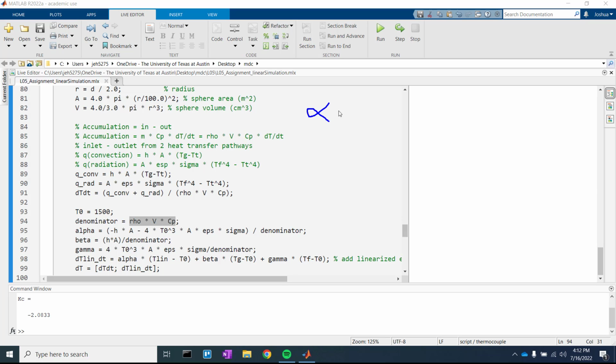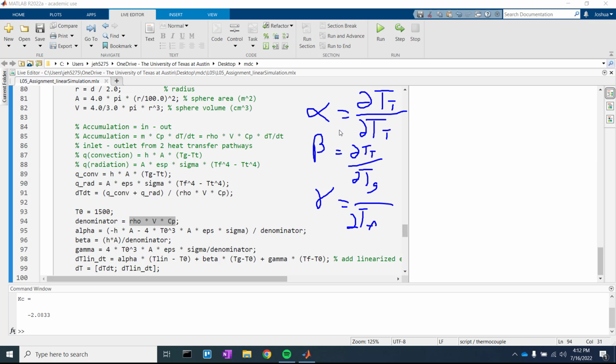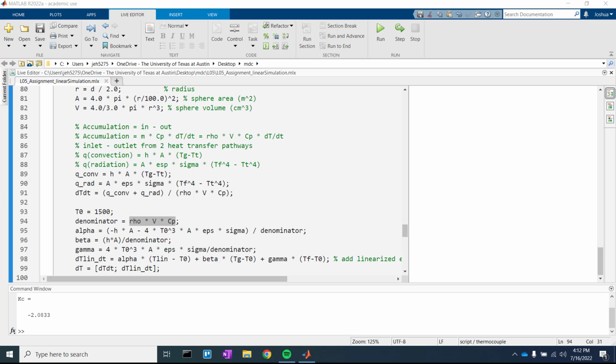Three parameters. Alpha is the derivative of the thermocouple temperature with respect to the thermocouple temperature. Beta is going to be the derivative of the thermocouple temperature with respect to the temperature of the gas. And gamma is the one with respect to TF. So hopefully that makes sense. Let's look at our system then. I like highlighting things. It helps me keep things straight.